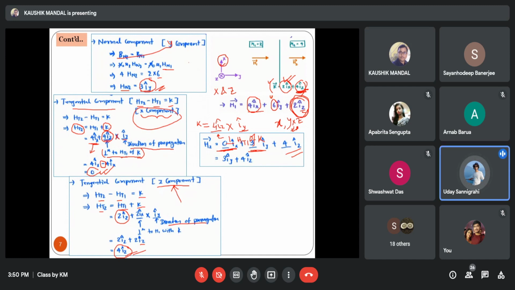Sir, please explain one thing, how to determine K. To determine K, you have to first consider the basic equation of K. K is equal to 2ix, that is given in the problem, plus 4iz.